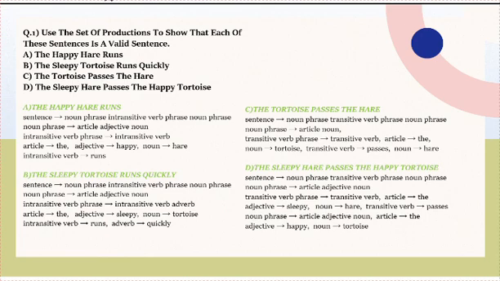Question 1. Validation of sentences. We proceed to validate sentences using a set of productions. For example, the happy hare runs is broken down into a noun phrase, intransitive verb phrase, and another noun phrase, each following specific grammar rules.